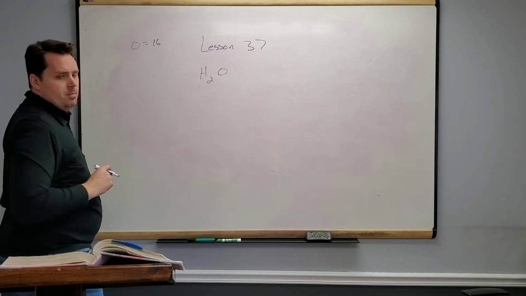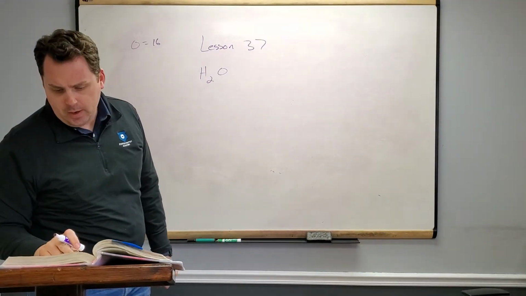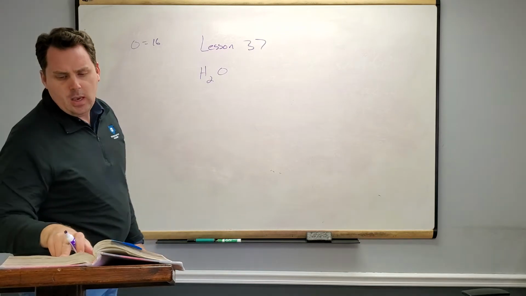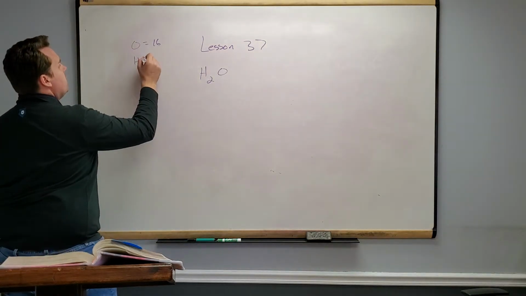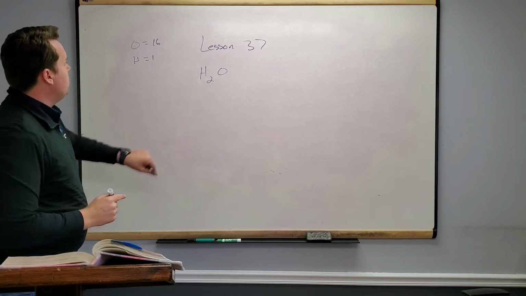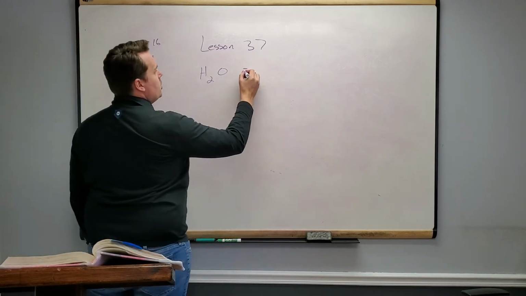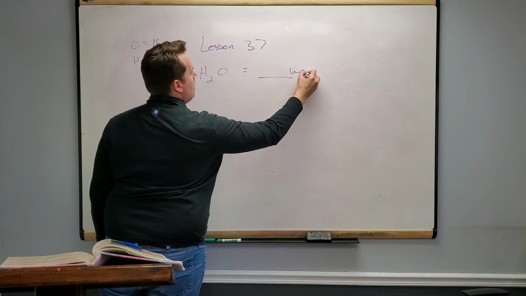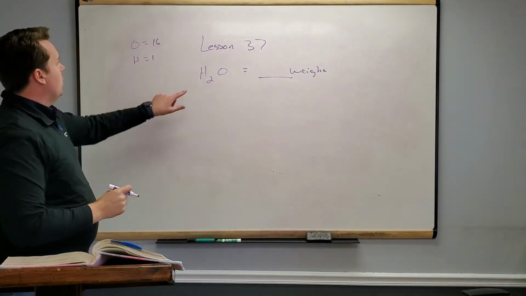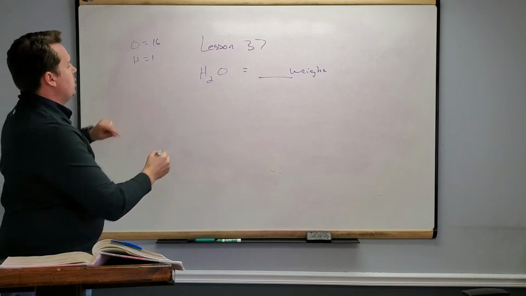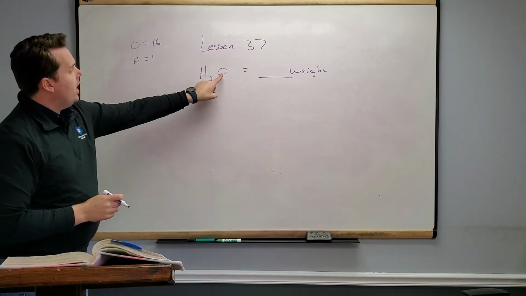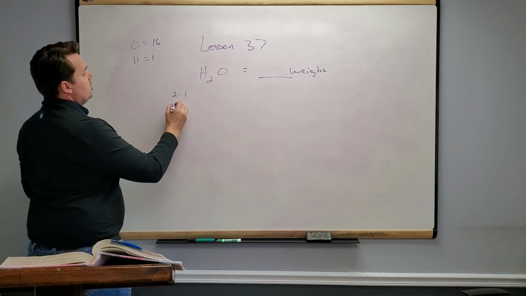equals 16. Not 16 grams, but measured 16. And hydrogen only weighs 1. So therefore, let's find out the total weight for one molecule of H2O. Well, there's 2 hydrogen, which is going to be 2 times 1. And there's 1 atom of oxygen, which is going to be 1.